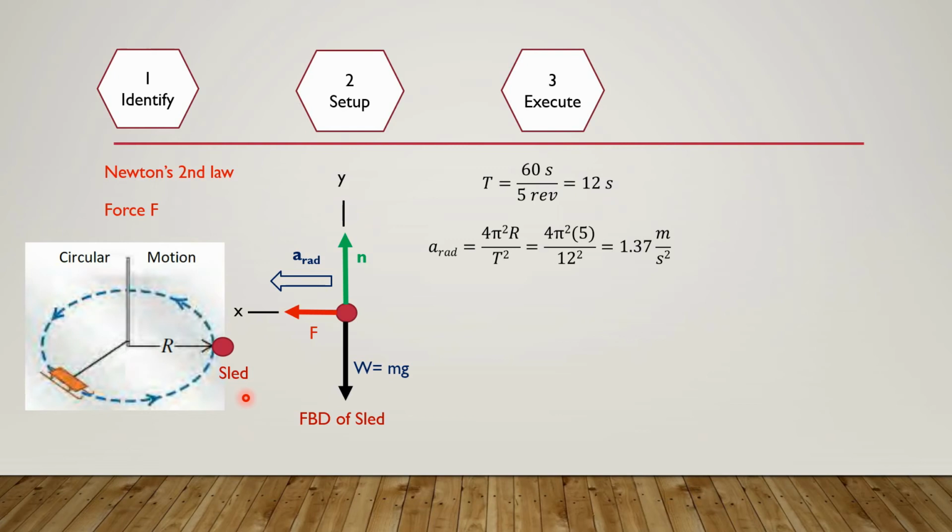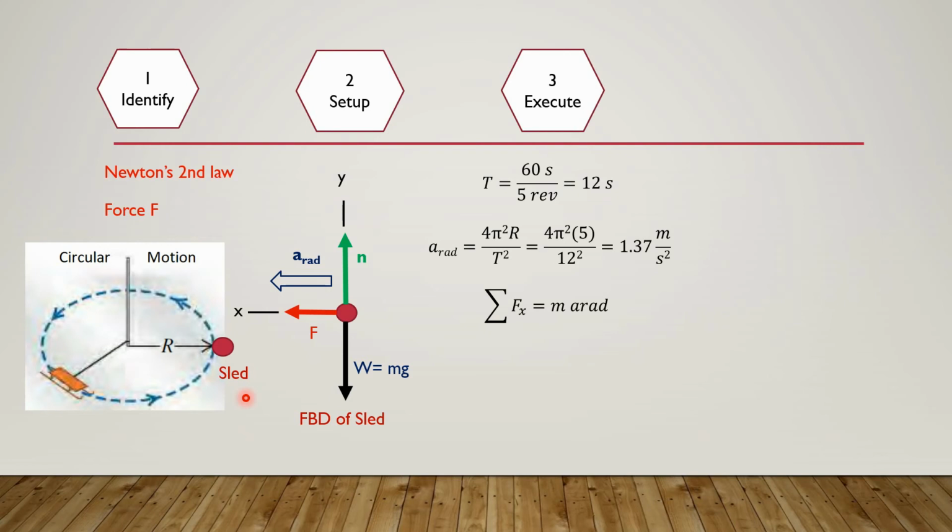The value of the radius is 5 meters, since the length of the rope is 5 meters, and we have calculated the time period as 12 seconds. By putting the values of r and T, we get the radial acceleration as 1.37 meter per second square. Next we will apply Newton's second law of motion.